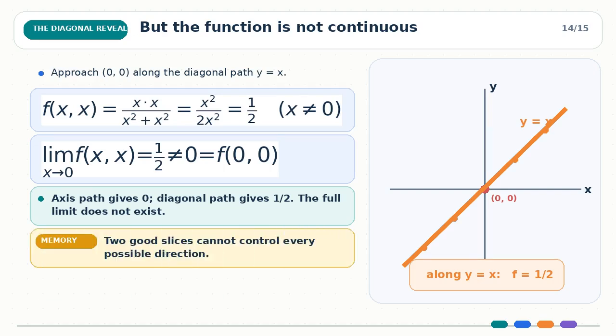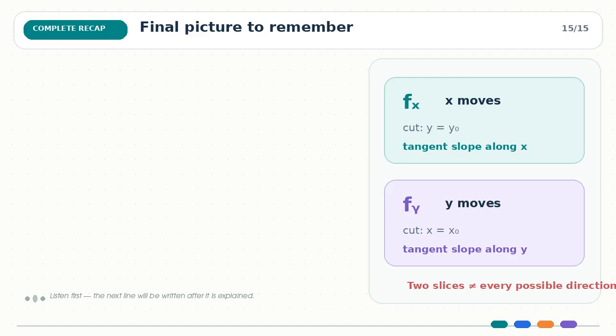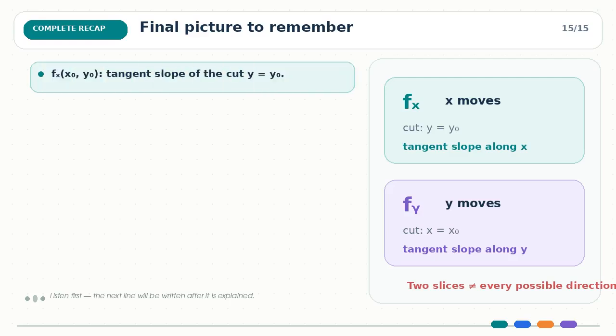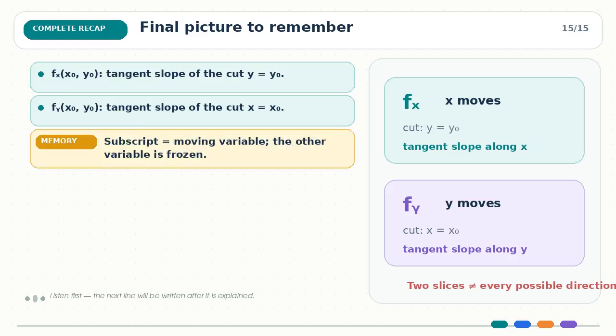This is the key lesson. Two good slices cannot control every possible direction on a surface. First, f sub x at x naught, y naught is the tangent slope of the cut y equals y naught. Second, f sub y is the tangent slope of the cut x equals x naught. Third, the subscript names the moving variable. The other variable is frozen.